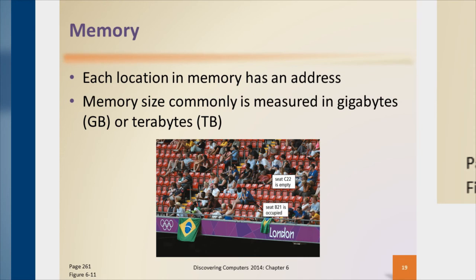Within memory, we have what's referred to as random access memory. In other words, we're able to access very specific parts of memory, and the book tries to relate it to a stadium full of various seats.